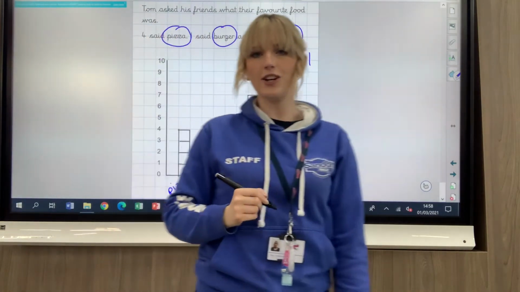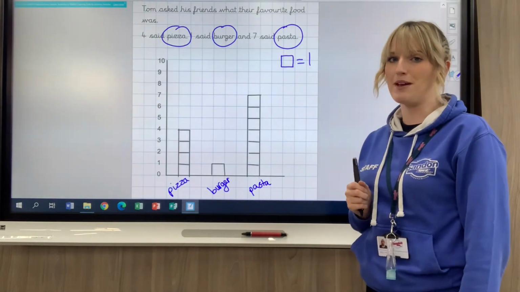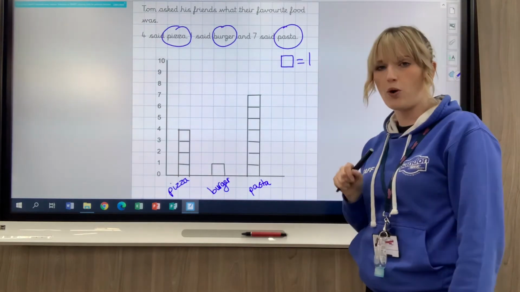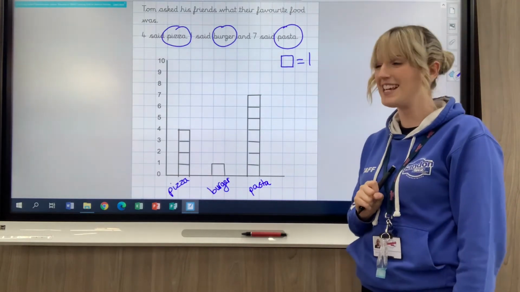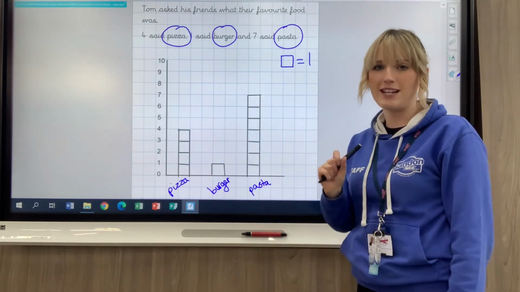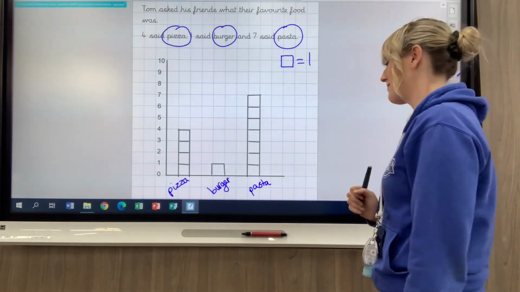Okay, just like that. Now in your booklet you haven't got squared paper, but I'm sure you can draw a little block to show that each one is worth 1. It will be easy. It doesn't matter if some of your blocks are a little bit different in sizes because you haven't got the grid paper like me.